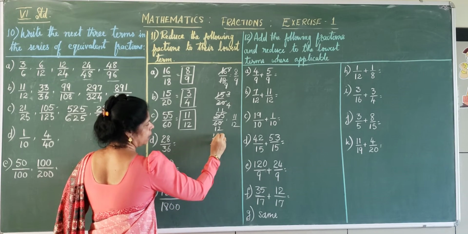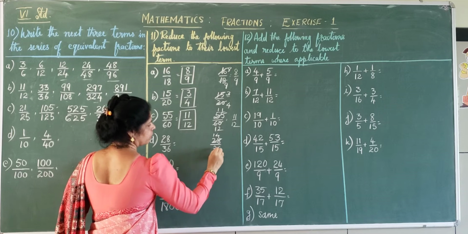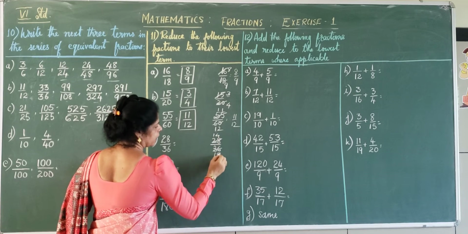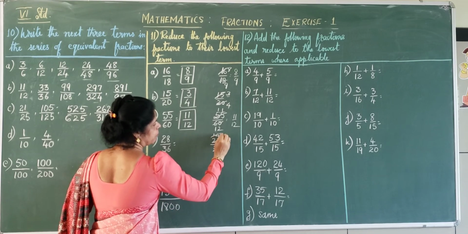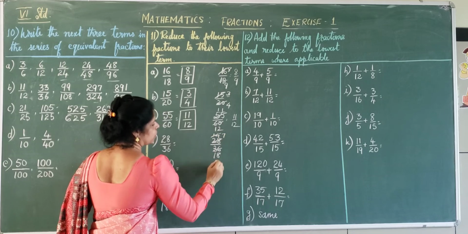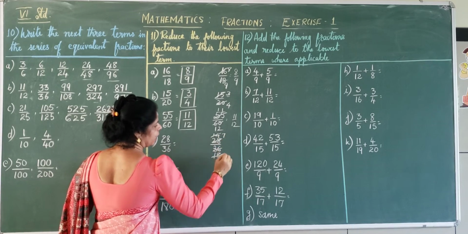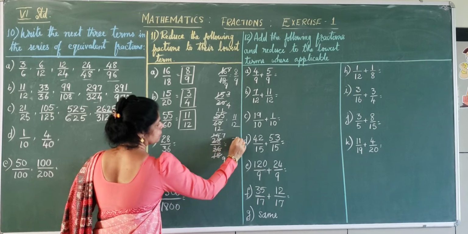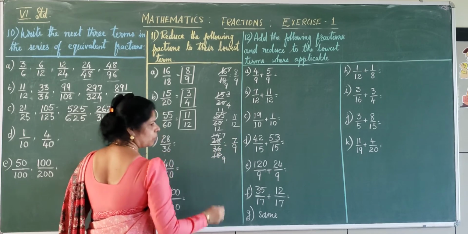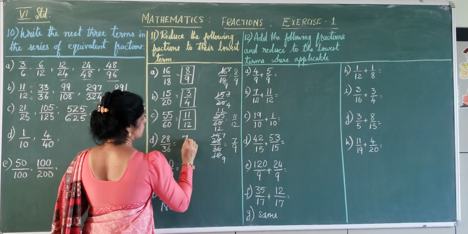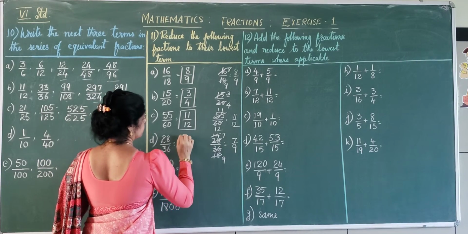2 1s are 2, 2 4s are 8... 2 1s are 2, 1 remains, 16, 2 8s are 16. Now again 4 and 8 has come, so again you can further divide by 2. 2 7s are 14, 2 9s are 18. Now 7 and 9 both are prime numbers, so further you cannot simplify. So the answer is 7 by 9.